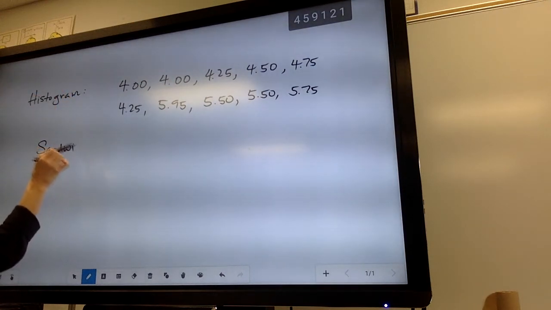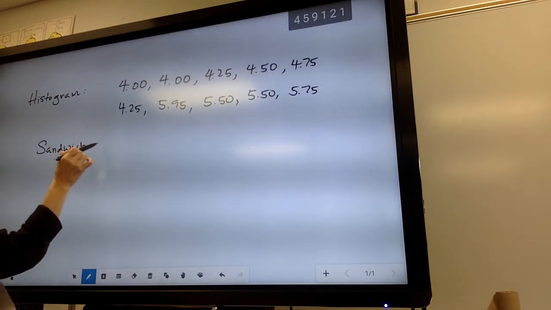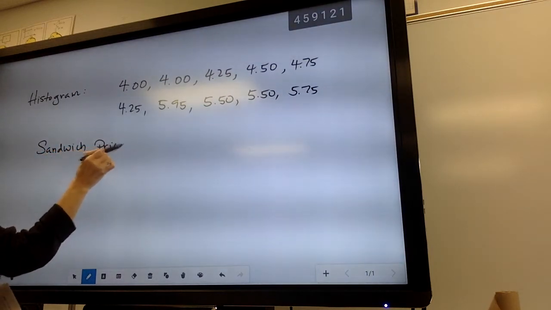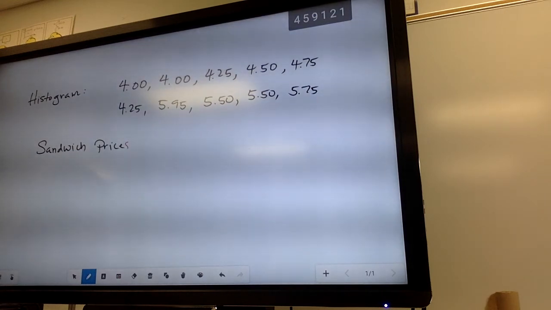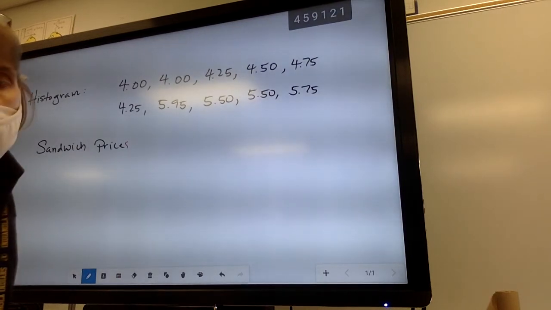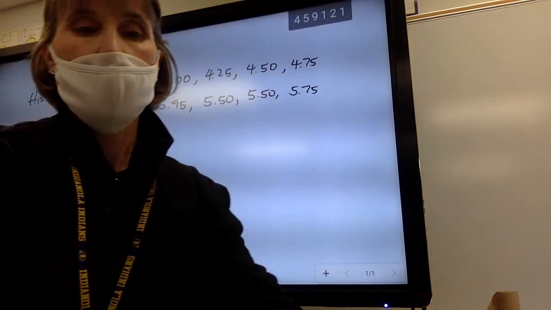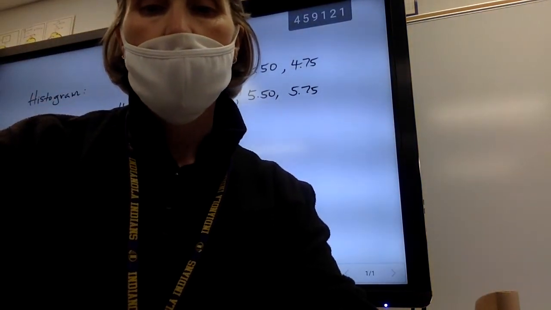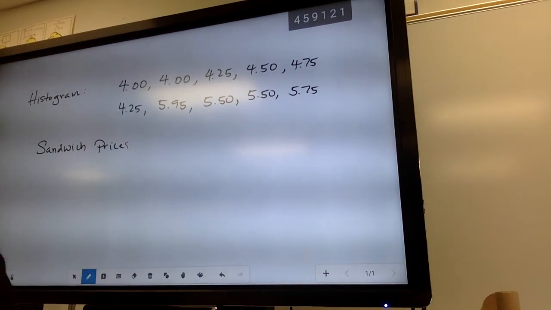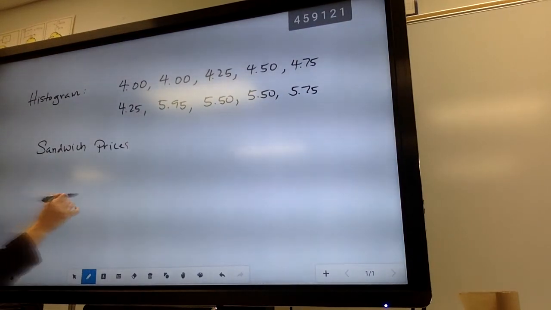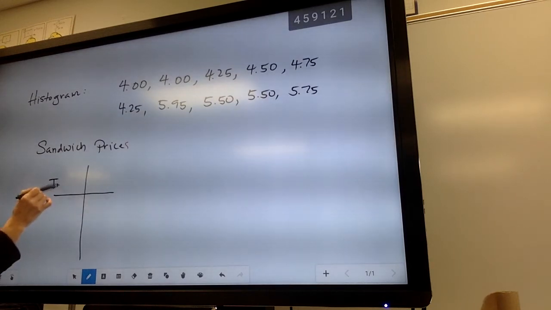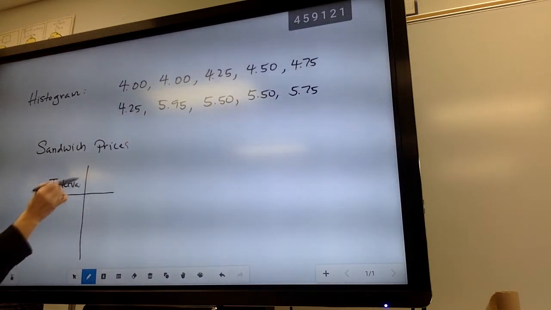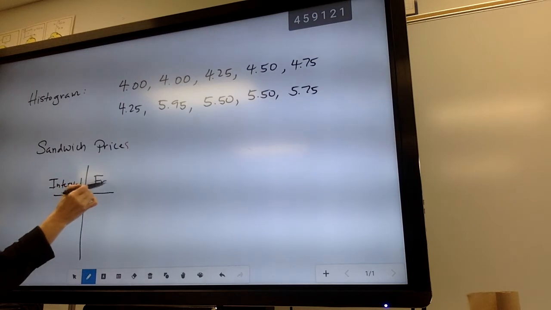We should always label our graphs. And when it comes to a histogram, you want to make a frequency table. You want to make a frequency table. So we've got to have an interval and we've got to have a frequency.